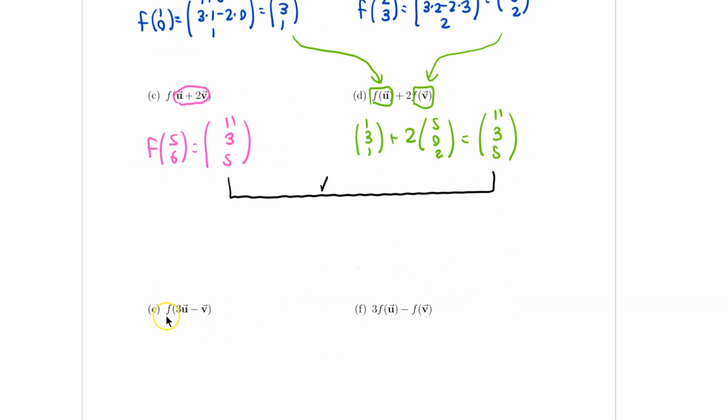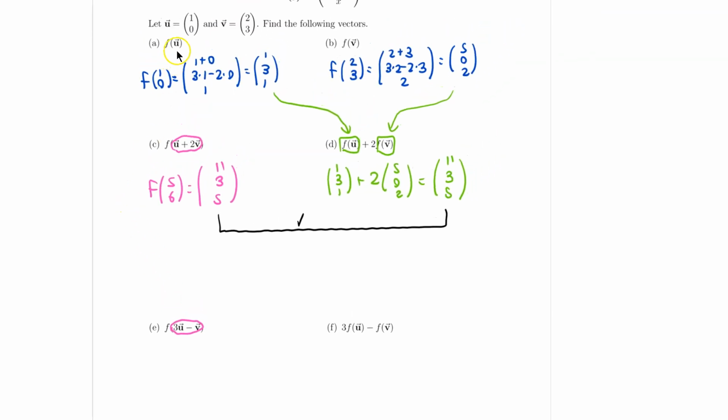If I want to compute f of 3u minus v, then I can first compute 3u minus v. And my vector u is (1, 0), and my vector v is (2, 3). So then 3u minus v is going to be just (1, negative 3). I can kind of do that here: 3 times (1, 0), minus (2, 3). This is going to be just (1, negative 3).